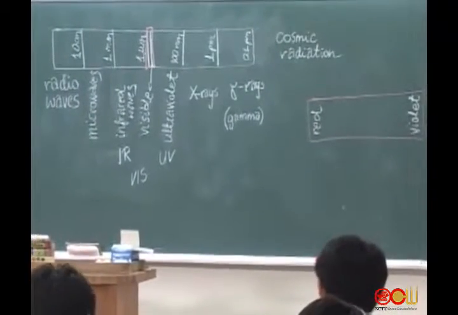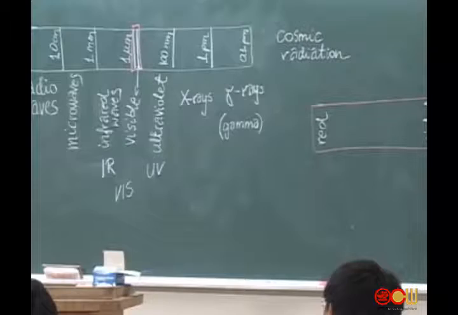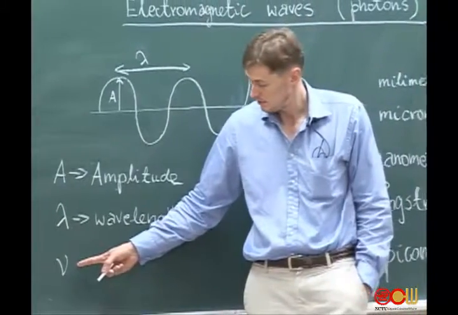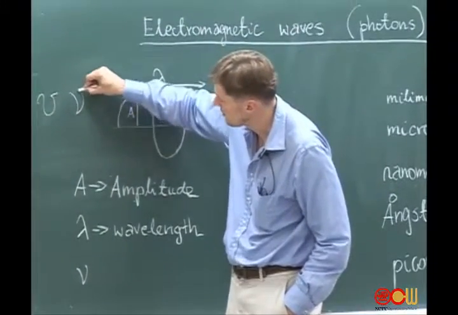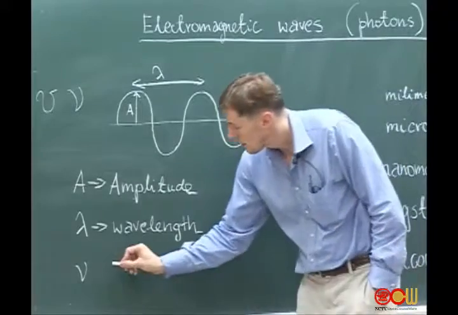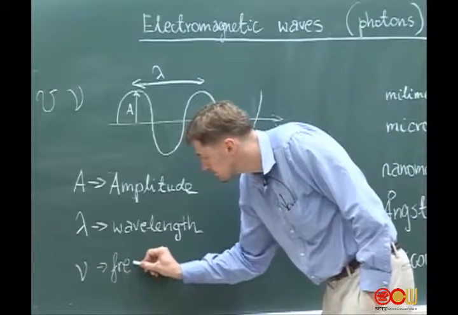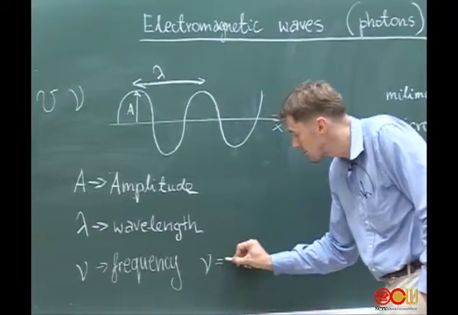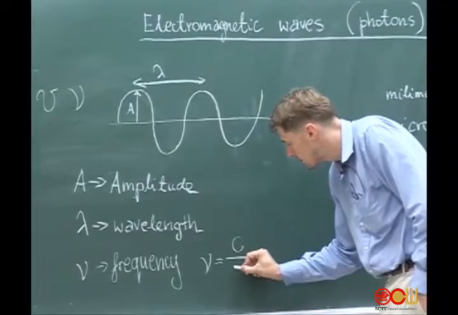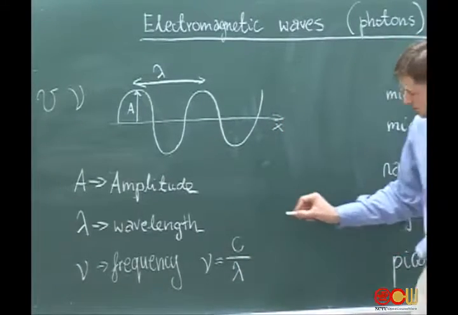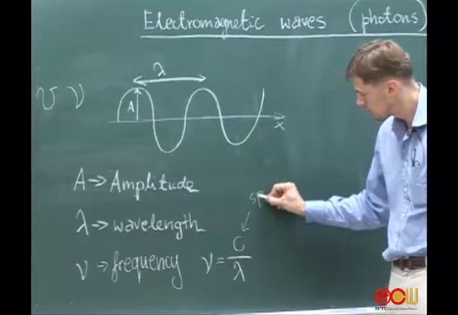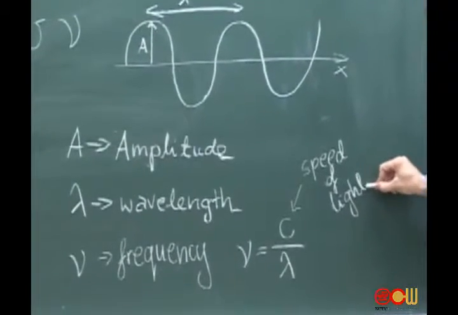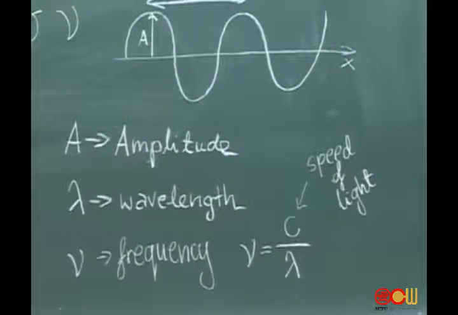What other quantities are defined for these waves? The next one would be the frequency. The frequency is written by the Greek letter nu. So it's not a W like that, but something that should look like that. Okay, and this is the frequency. Frequency is defined by the equation as the speed of light divided by the wavelength. We can go to the next properties.